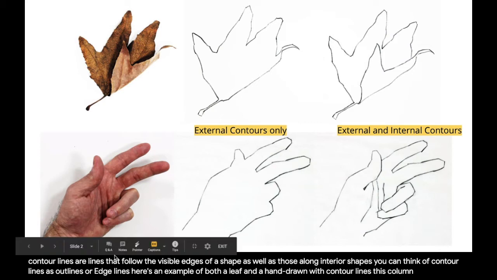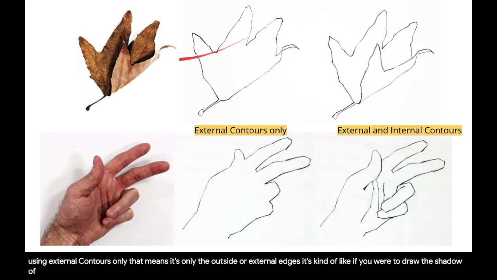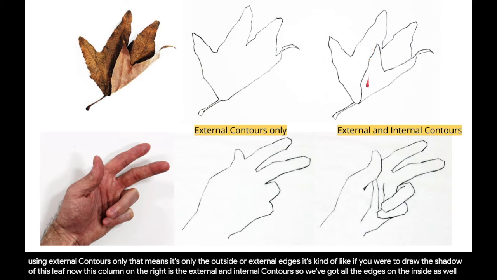This column right here is using external contours only. That means it's only the outside or external edges. It's kind of like if you were to draw the shadow of this leaf. Now this column on the right is the external and internal contours. So we've got all the edges on the inside as well.